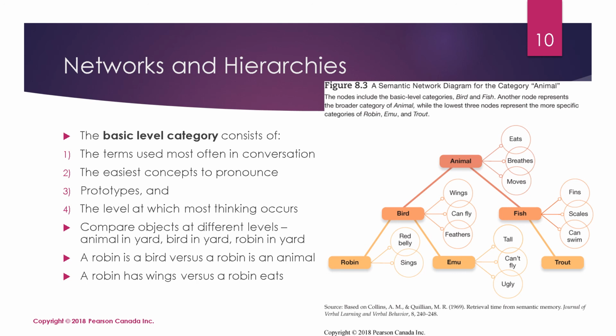And so again, it's probably easier for you to say, looking at this diagram, that a robin is a bird versus a robin is an animal. And you're probably more closely connecting a robin to having wings than you would to a robin eating, just because, again, that one's a little bit further away within the semantic network.